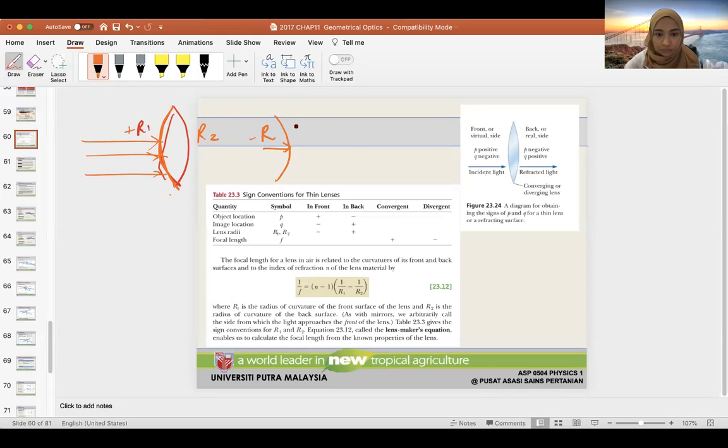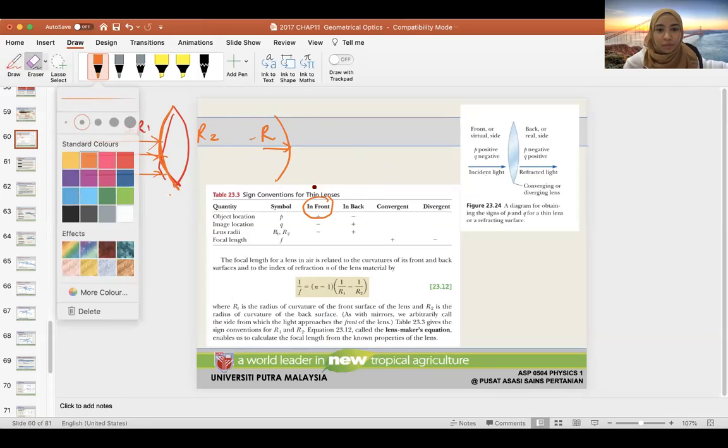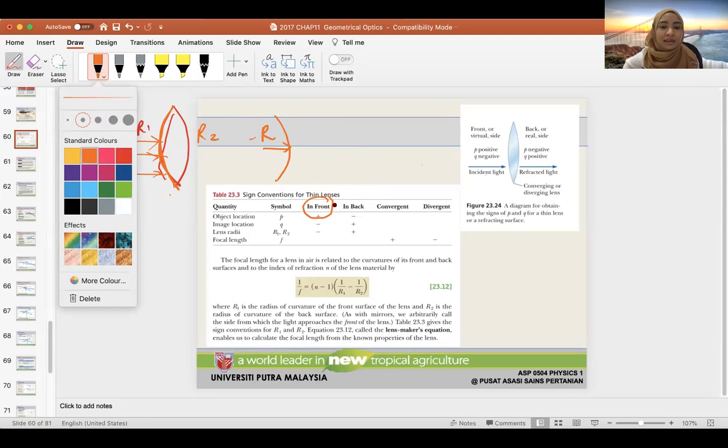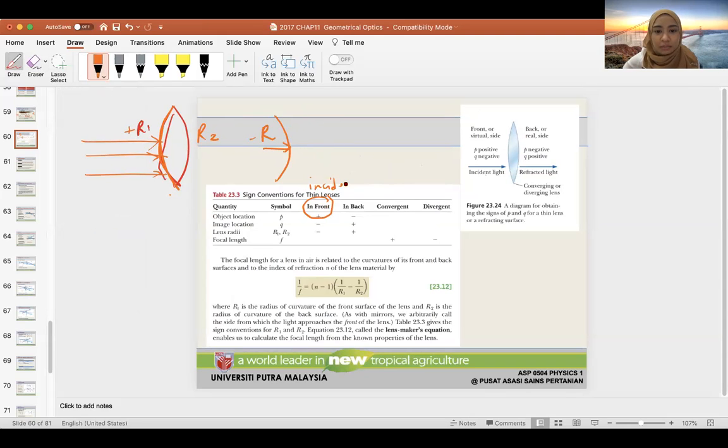Okay. So here it talks about object location, image location, lens radius, and the focal length. If your object location is at the front, front is where the incident light is. I got this table from your textbook. So in front is where your incident light comes from, and the back is the back of the lens.